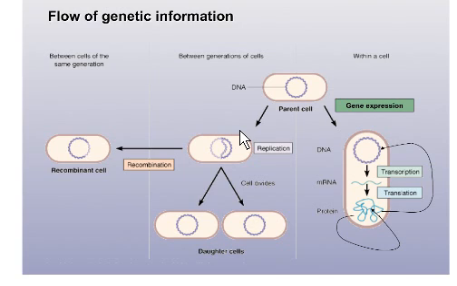You again have right here the parent cell, which then undergoes replication and divides into the two daughter cells. This is happening between generations of cells. And within that particular cell, you also have gene expression, which includes transcription, making mRNA, and translation, making protein.